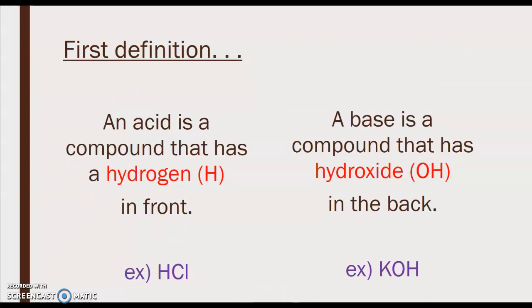So the first definition of an acid and a base: an acid will have a hydrogen in front. So the example I give is HCl. Starts with a hydrogen, so it's an acid. A base will have a hydroxide in the back, so KOH has hydroxide, so we're automatically going to assume it's a base just by looking at its formula.